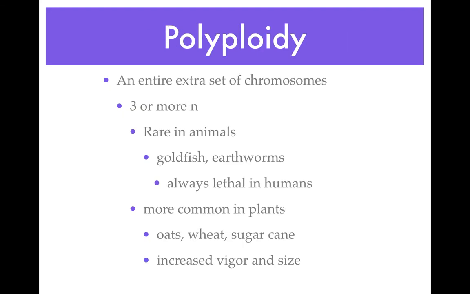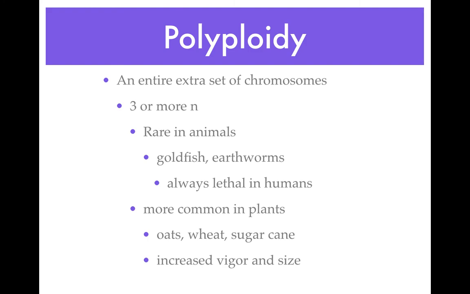All right, now on a kind of side note, there is something out there called polyploidy. And in polyploidy, you get an entire extra set of chromosomes. So instead of having 2 copies of chromosome number 1, the organisms that are polyploid would have 3 copies of chromosome number 1 and all the others, depending on what they were. If we're talking about pea plants, you would have 3 copies of 1 through 7. This is very rare in animals. Most animals, it is lethal.